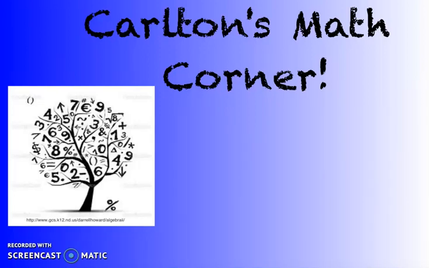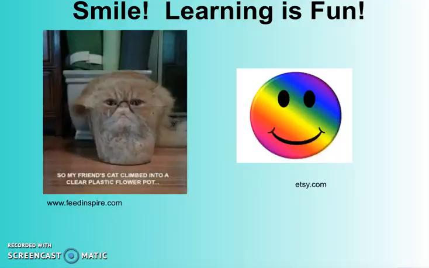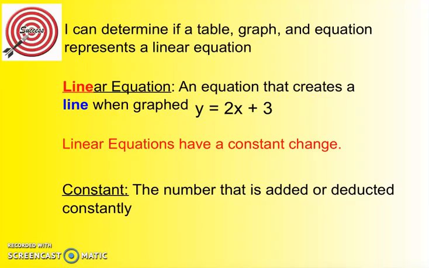Today we're going to discuss linear equations. At this time, please make sure that you have your math journal, your vocab packet, as well as something to write with. Today our target is I can determine if a table, graph, or equation represents a linear equation.